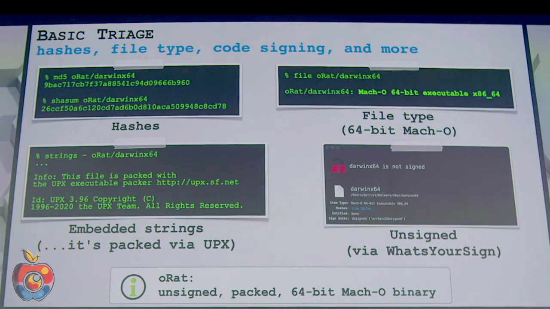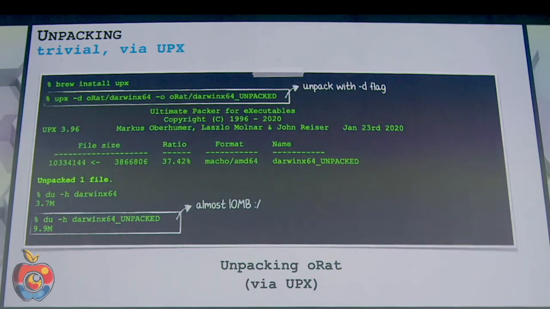Running the file command, we can see it's a Mach-O binary. This is important to know because a lot of static and dynamic analysis tools are file type specific. If this malware was a compiled Python script, we would end up using different analysis tools. In terms of the strings, there's really not too much, except for the fact that the malware does appear to be packed by UPX. When an item is packed, the UPX strings are added into its strings. And finally, using WhatsYourSign, we can see that this item is unsigned. So TLDR, we have a packed 64-bit Mach-O binary.